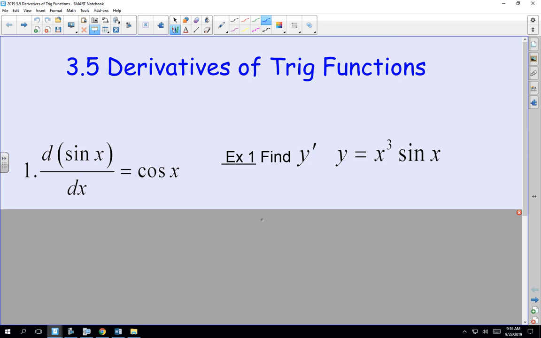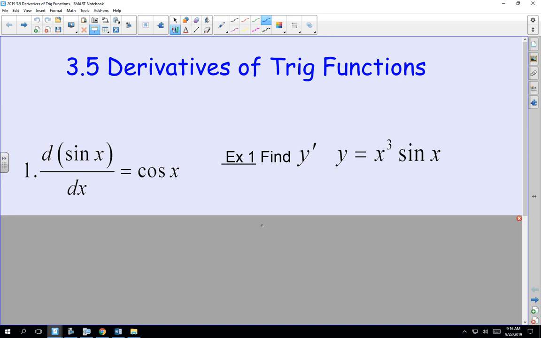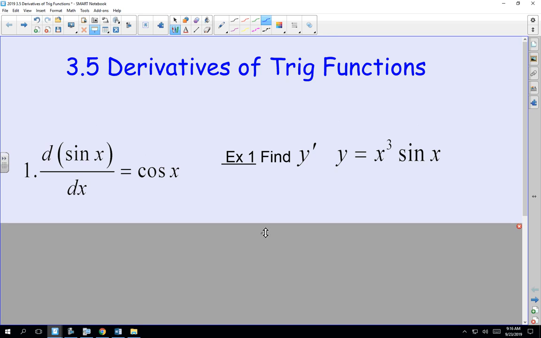So this is 3.5, derivatives of trig functions. We're going to add 6 more rules of derivatives to your list of 7 that we've done so far. So, derivative of sine of x with respect to x is equal to cosine of x. And we're going to use that to do the derivative on example 1.